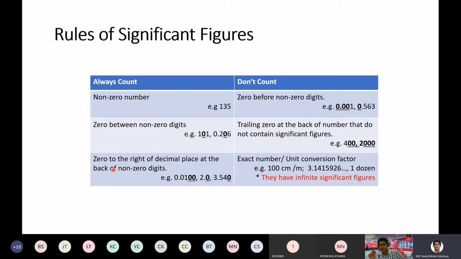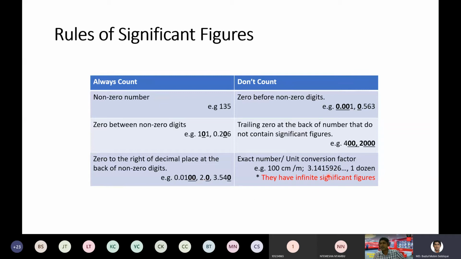But when there is a decimal place and the zeros are trailing after the non-zero, these zeros are counted. So although we don't count the zeros at the beginning, here we should count the zeros.